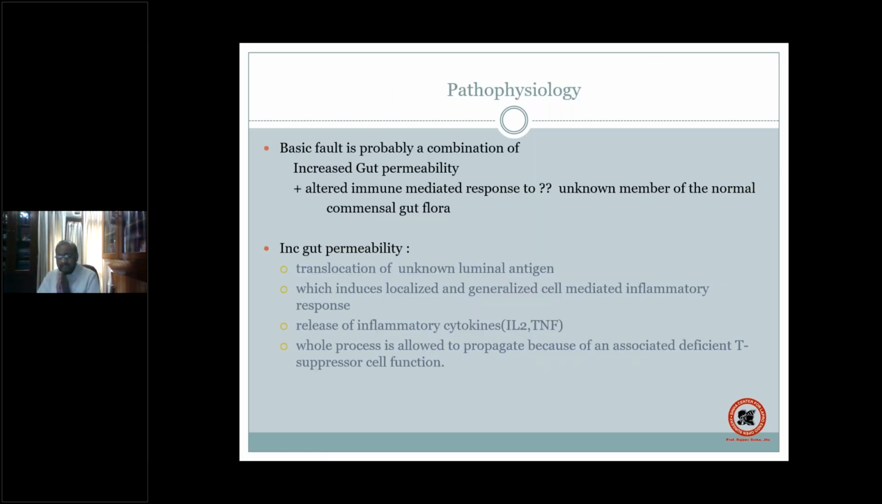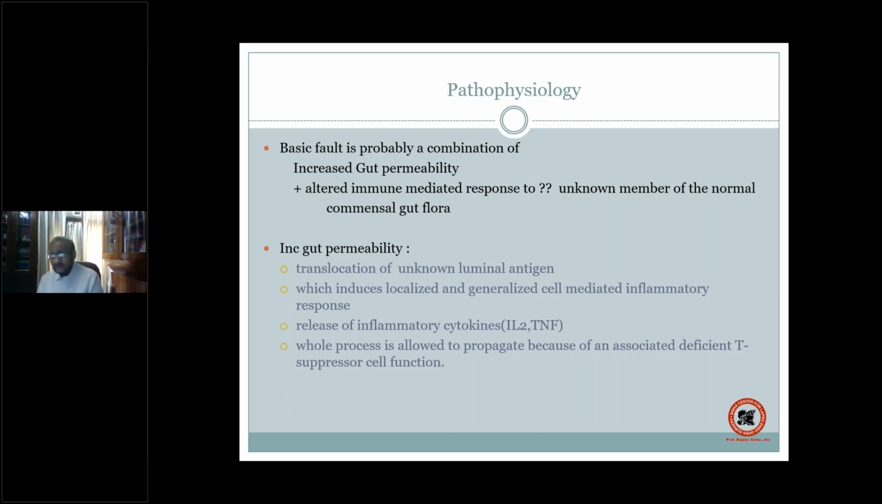So if you look at the pathophysiology, we know all those etiological factors, which were probably yes, no. But what we know is probably the bottom line is that there is increased gut permeability along with an altered immune-mediated response to an unknown member of the normal commensal gut flora. So you have a number of bacteria inside the bowel. We all know that. These are normal commensals out there. So probably one of these bacteria is leading to an altered immune-mediated response in the body.